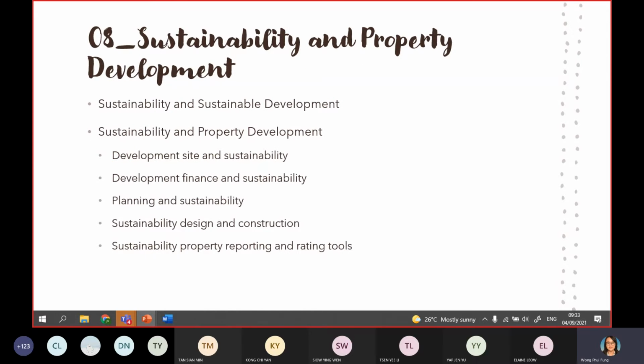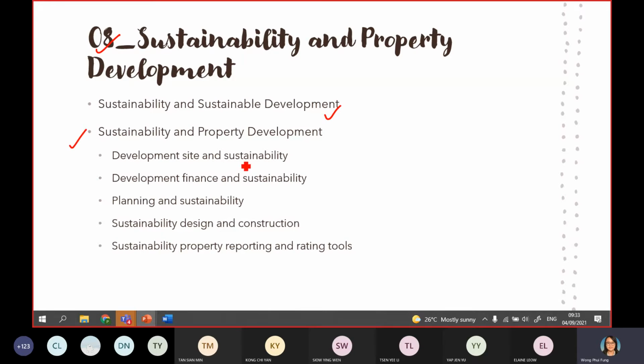Then chapter number 8 is basically about sustainability. So right at the beginning, I briefly explained what is meant by sustainability and sustainable development. Don't forget, sustainable development integrates the economic, social, and environmental aspects. And don't forget about the 17 SDGs.